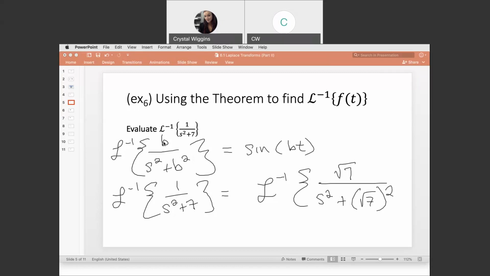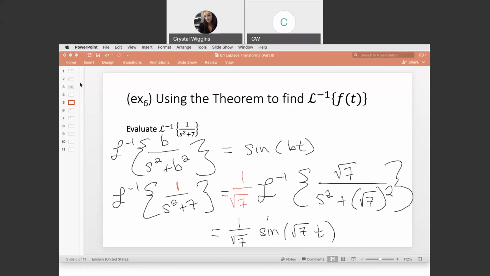And then the 1 on the top, well, since I set b to be square root of 7, that means our numerator is square root of 7. But if we look back at the original problem, we need it to be a 1. So we'll apply the same concept and multiply by 1 over the square root of 7 in order to balance that part of the equation. So our overall answer becomes 1 over the square root of 7 times sine of square root of 7 t, which is the function that we would have started with.